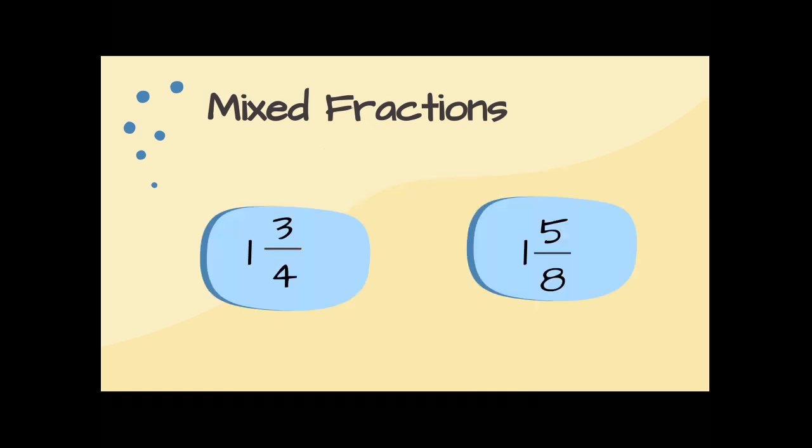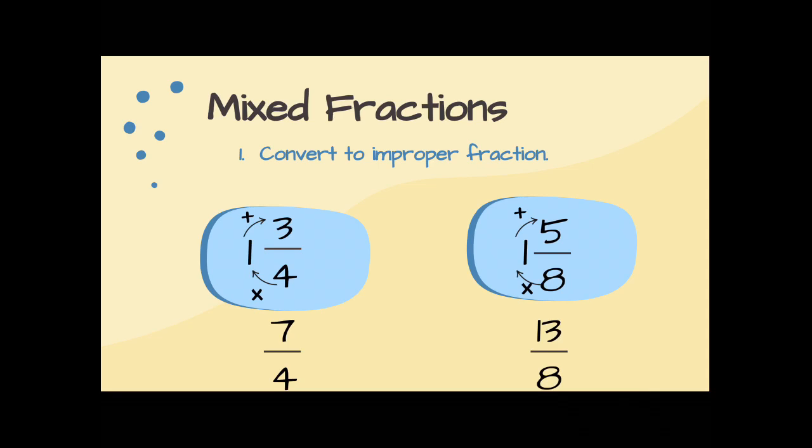So let's go ahead and try it by comparing two mixed numbers. So there's 1 and 3/4. To make that into an improper fraction, we're going to do 1 times 4, which is 4, and add 3, which is 7. So it's 7 over 4. And for 1 and 5/8, we're going to do 8 times 1, which is 8, and add 5, so 13 over 8.